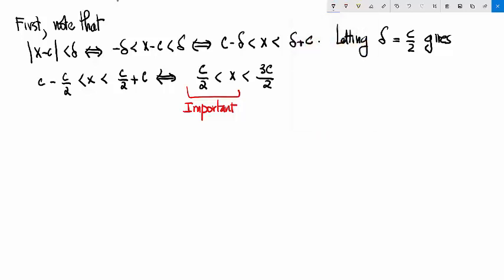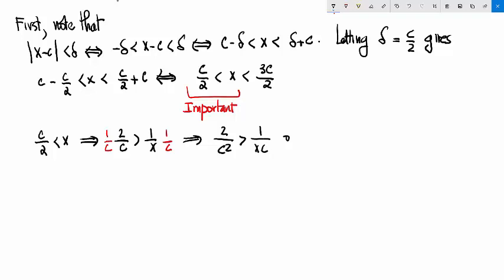So the point here is that c over 2 is less than x, implies that 2 over c is greater than 1 over x. And then if I multiply this by 1 over c, left and right, which is what I want to control, then we get 2 over c squared is greater than 1 over xc, or in other words, 1 over xc is less than 2 over c squared. So if I let delta be equal to c over 2, then I'm able to control this thing here. All right.